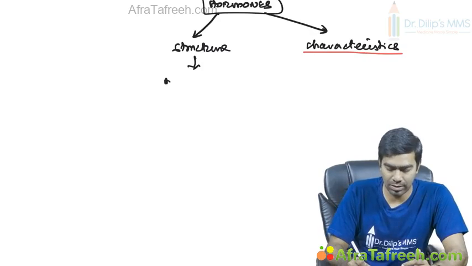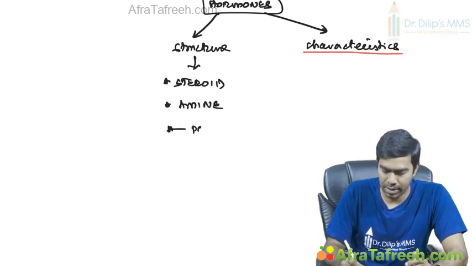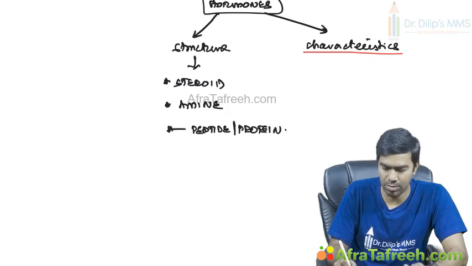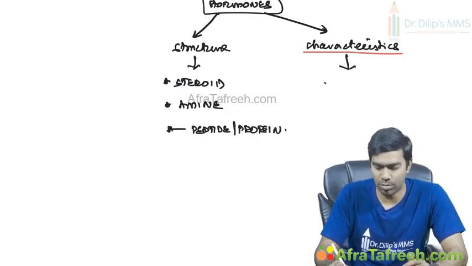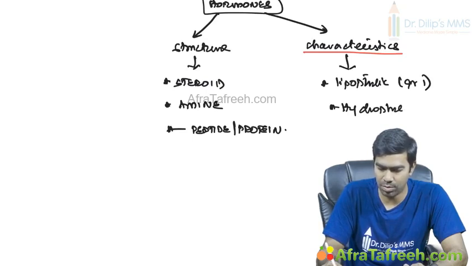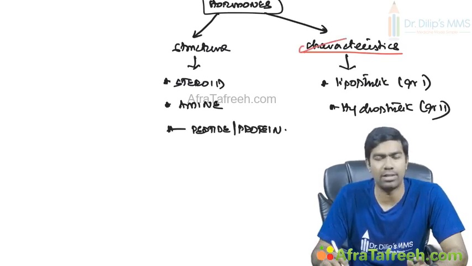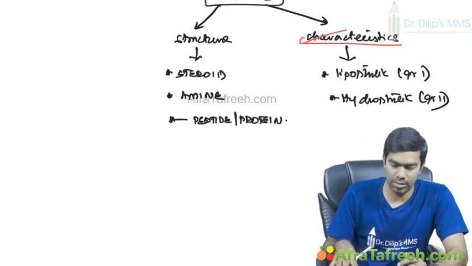So classification based on structure: whether it's a steroid hormone, an amine-based hormone, or a peptide or protein hormone. Clear? Peptide or protein hormone. Based on the characteristics, you have two groups of hormones. Either it could be a lipophilic hormone, which is a group 1 hormone, or it could be a hydrophilic hormone, which is a group 2 hormone. Clear? Again, I told you this is based on characteristics. Hormone classification based on characteristics is going to create a much better sense. But let us see both.